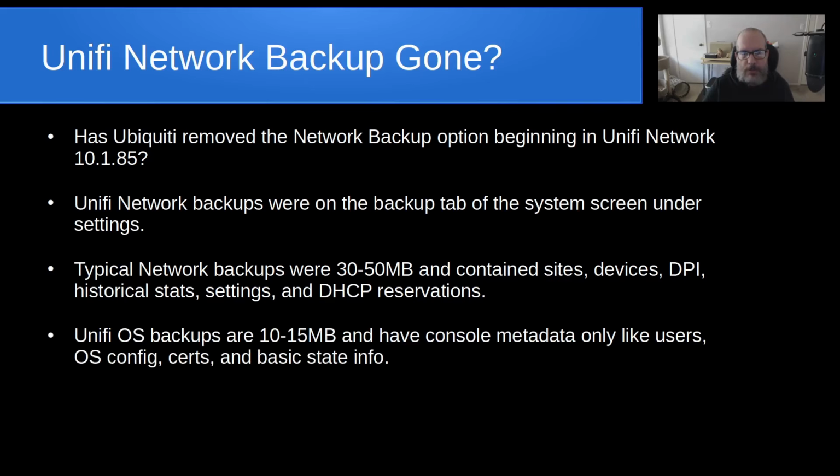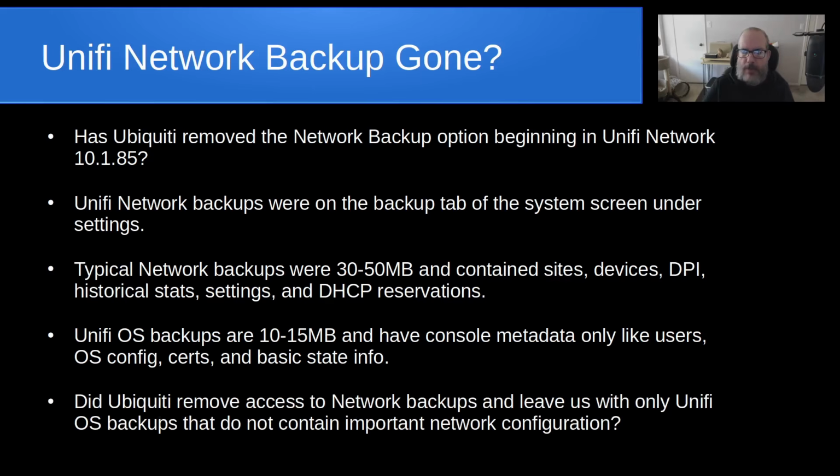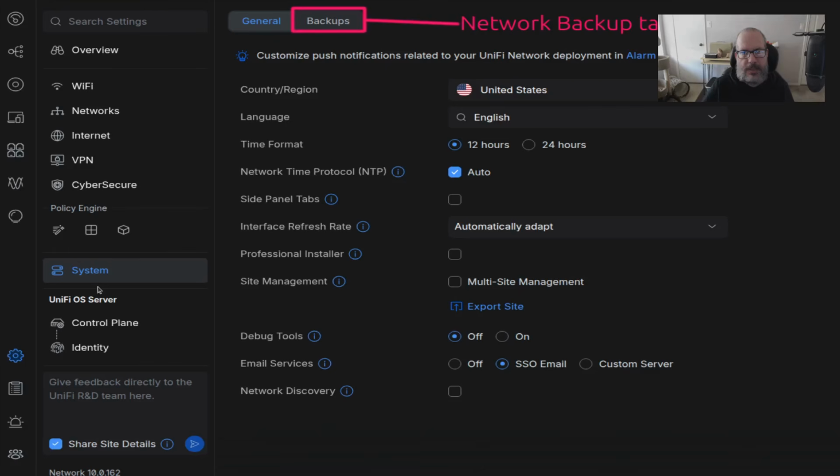Unifi OS backups, in contrast, are only 10 to 15 megabytes in size, and they have console metadata like the users, the OS configuration, some certificates, and basic site or state data. So did Ubiquiti remove access to network backups and leave us only with Unifi OS backups that do not contain important network configuration? That's what is going to be our discussion today.